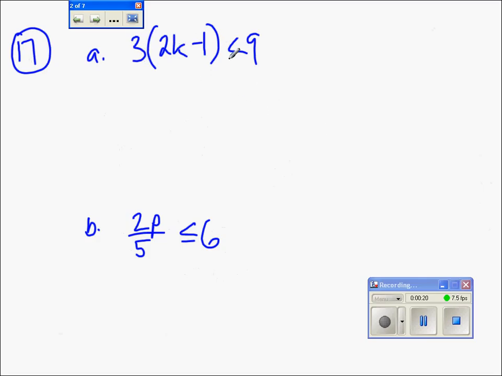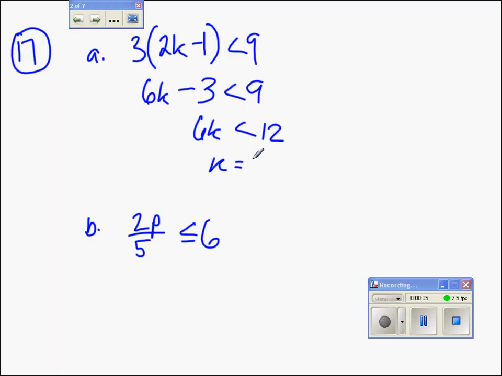You can either distribute that 3 in, which I'll do here, or you could just divide by 3 from the beginning. It's 6k minus 3 is less than 9. Add 3 to both sides, 6k is less than 12. Divide by 6 on both sides. Oh, sorry, I wrote equals. It's k less than 2. Notice that the inequality did not change direction there because we divided by a positive 6 on both sides.